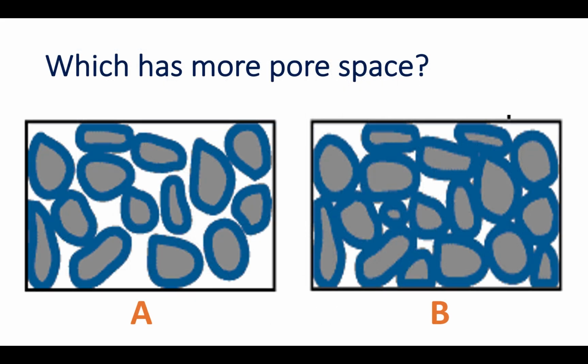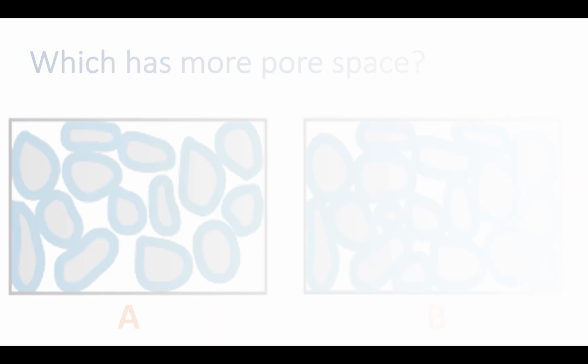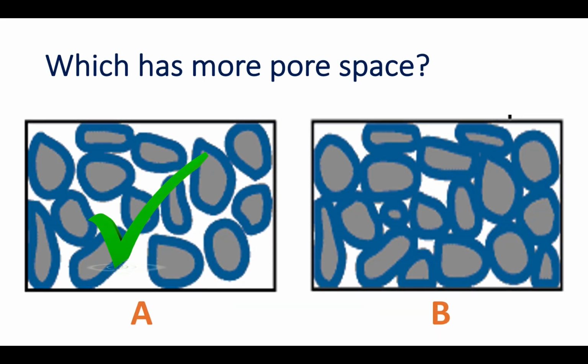So just to take a little bit of looking at soil container A and soil container B, we want to think about which one of these has more pore space. So I hope you were thinking soil container A has more pore space. There's more empty space between the soil particles when compared to container B.